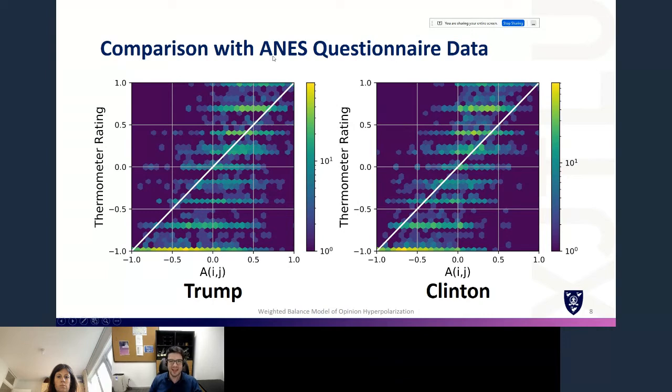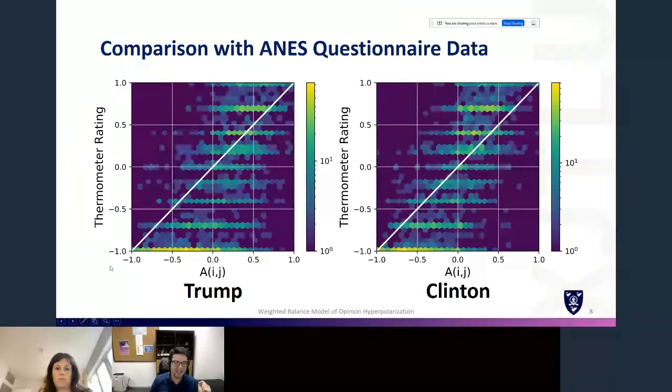We can basically take respondents' opinions and what the respondent thinks are the opinions of Donald Trump and Hillary Clinton. And from this, we can predict what the respondent's feeling towards this candidate should be. So here our prediction is on the x-axis, and the actual empirically measured thermometer rating is on the y-axis. And so if our theory was completely perfect, everybody would have to be somewhere on this diagonal. As you can see, this is not the case.